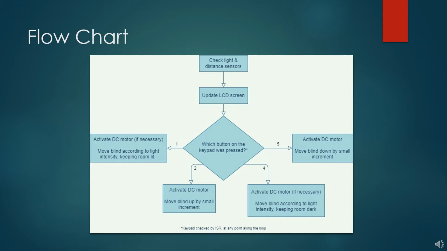And then if either buttons 2 or 5 are pressed, the DC motors will be activated to move the blind up by a small increment, or else to move it down by an increment. And these buttons can be pressed repeatedly in order to manually adjust the window blind. The keypad itself is checked by an ISR, an interrupt service routine, so at any point along the loop, the keypad button can be changed.